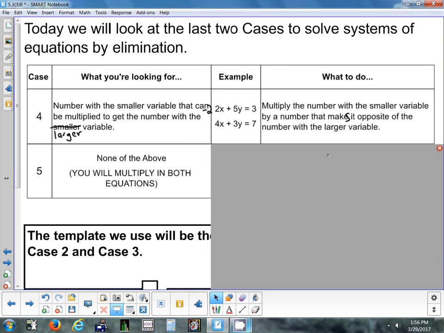So now you're at the last spot, which is the most difficult because it's more work. I'm not saying it's harder, it's just a little bit more work than what we've done so far. So now, you're going to have to multiply in both equations. Right? So you've gone through case by case by case by case. It fits none of the criteria for any of those cases.